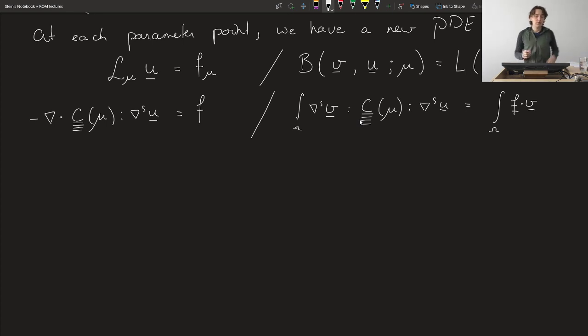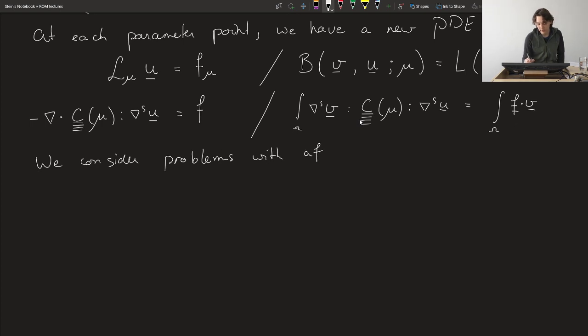But for the rest of this class we're going to talk about a very specific form of such parametric partial differential equation. We're going to be focusing on parametric partial differential equations that can be affinely separated with respect to their parameters. And so we're going to consider problems with affine parameter dependence.